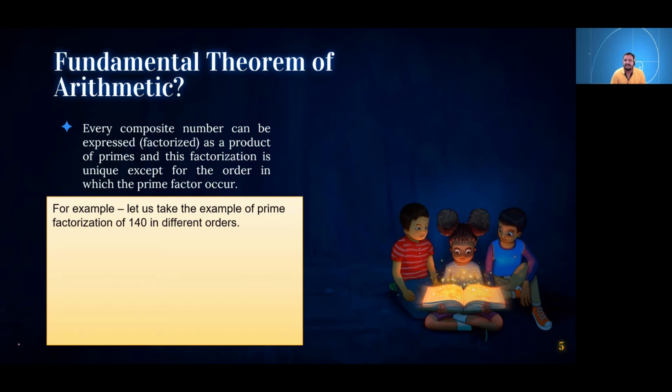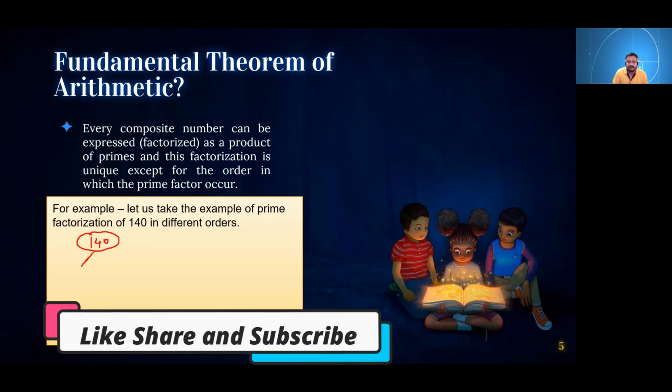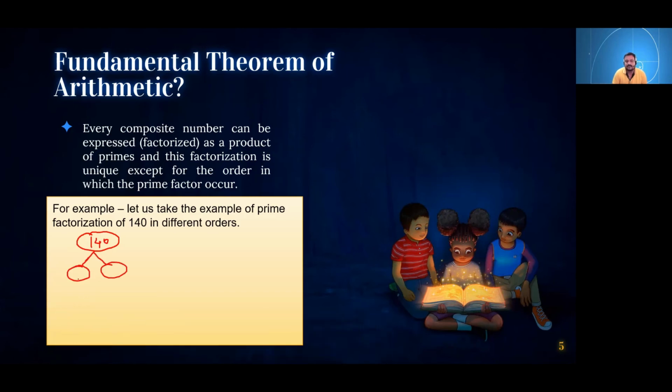So in lower classes, there are different methods, like the tree method for prime factorization, and the column method is also there. So we can do it both ways. 140. Either side, ये जो अभी ये दो side है ना, we are having this left and right. On the left side, we will get the factors. If I start with 2 and divide by 2, I will get 70 here.